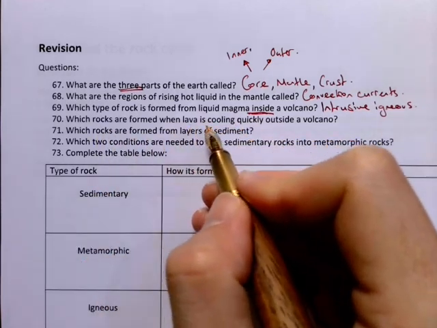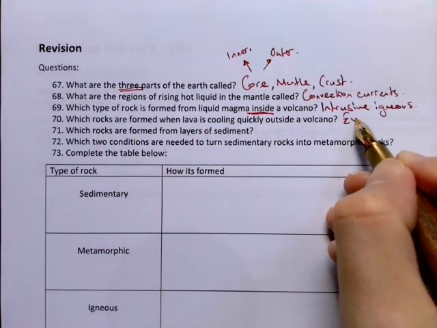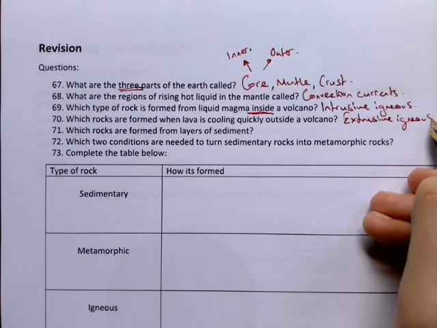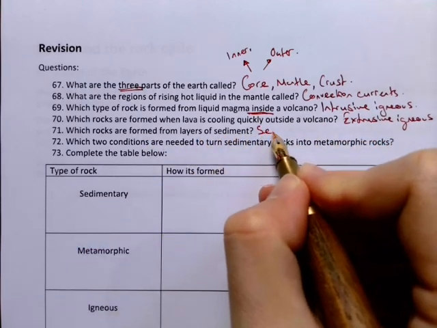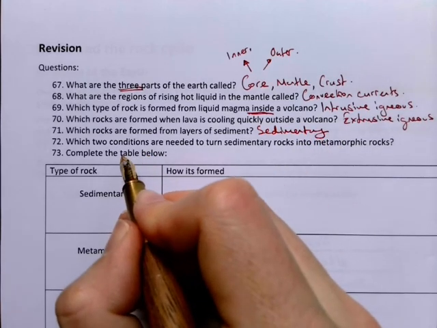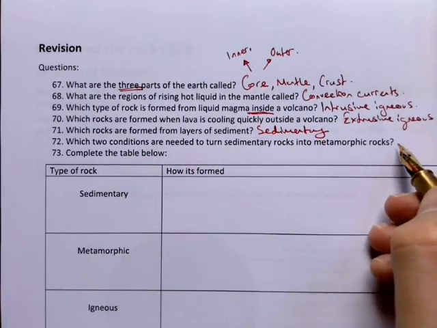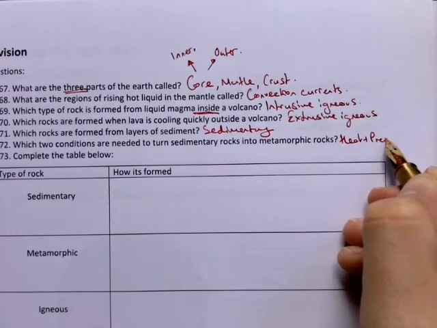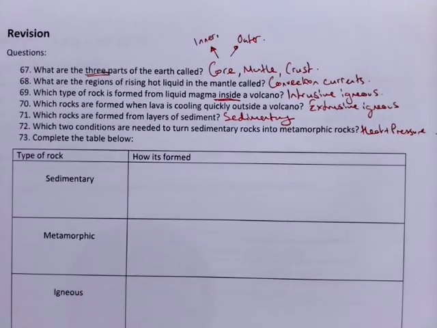Which rocks are formed when lava is cooling quickly outside a volcano? Extrusive igneous. Which rocks are formed from layers of sediment? Clue is in the name, sedimentary rock. Which 2 conditions are needed for sedimentary rock to turn into metamorphic? Heat and pressure.